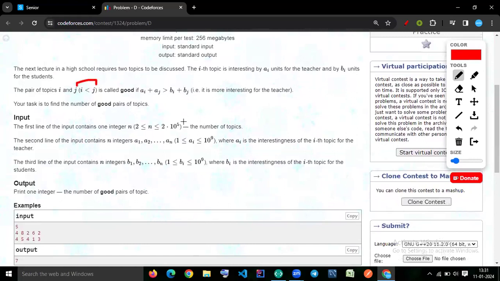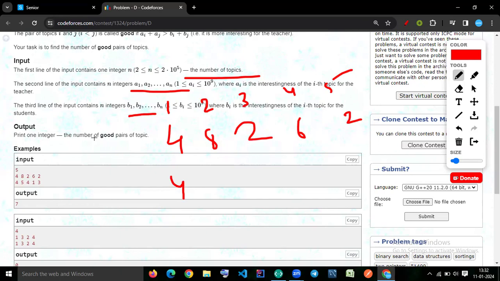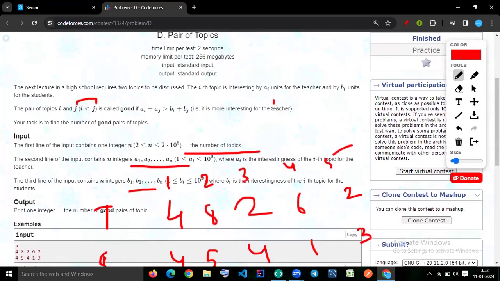So we have n number of topics. The second line contains n input array, which is interesting by the teachers. We have a B array, which are interesting by the students. So we have two arrays. Let's try to do it. Understand 4, 8, 2, 6, 2, so index 1, 2, 3, 4, 5. And this is by teacher. This is by students: 4, 5, 4, 1, 3. So you are picking two indices, i must be less than j.